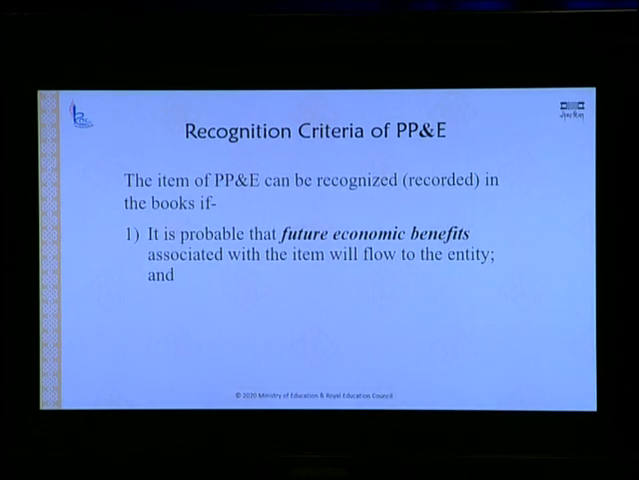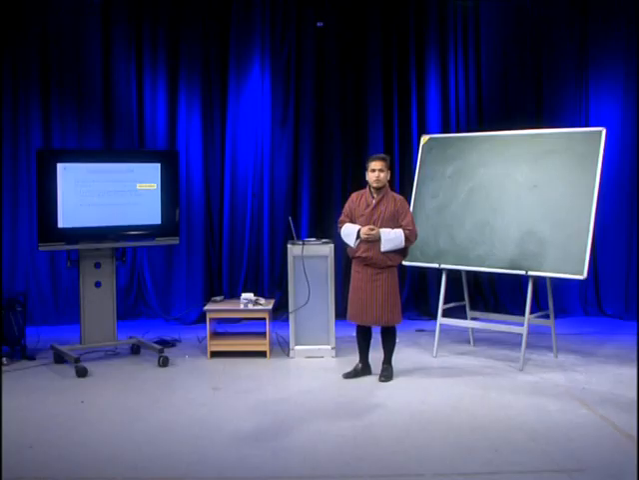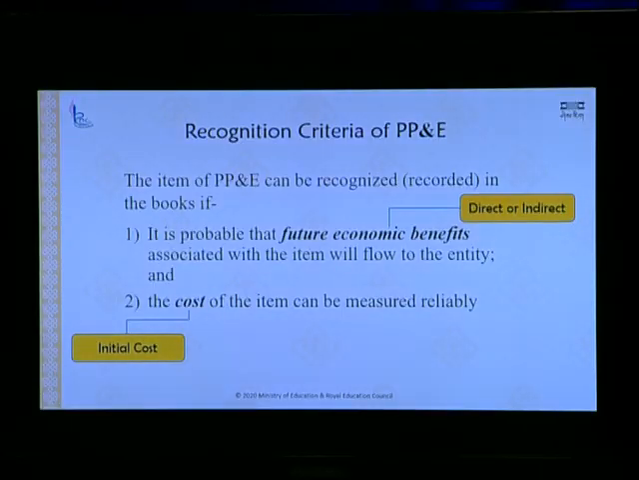Now, when you say future economic benefits, we have two kinds of future economic benefits, which is direct and indirect. Now, number 2 recognition criteria is the cost of the item can be measured reliably. The cost out here is the actual amount of money that the company has paid for purchasing that asset or for construction of that asset. And the cost of the item needs to be measured reliably means that the cost of the item should be in monetary terms. Now, cost again is in two categories. First one is initial cost, we also call this historical cost, and second one is subsequent cost.